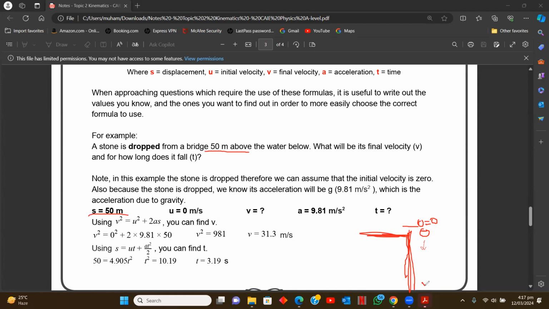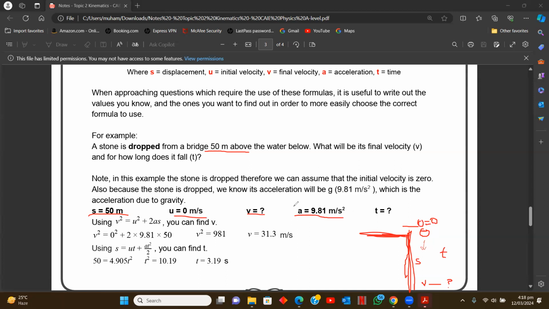Then when it moves, just before touching the ground, it will have its final velocity v, which you're not aware of, and you're supposed to find that. And then time t is the time that the stone will take to fall. s is the displacement that it will cover from the top of the bridge to the bottom. So u is zero, v is question mark, a is 9.81.